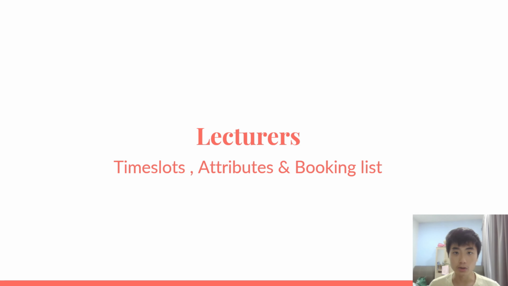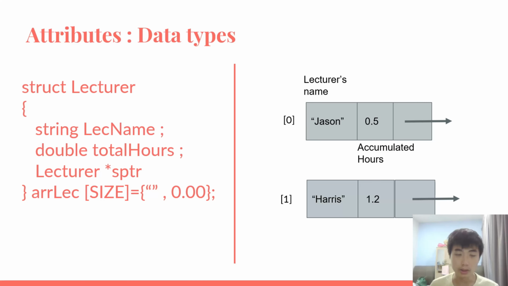So we will begin with the lecturer's perspective, which is time slots, attributes, and booking lists. We will be defining a struct array called lecturer. Each lecturer will hold the lecturer name in string format, total hours representing the total accumulated hours in double format, and also a pointer that points to its booking slots.